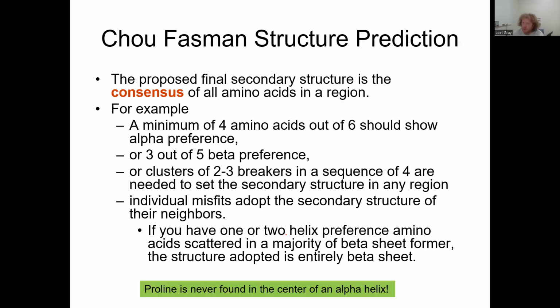Proline is never found at the center of an alpha helix. Yes, it's a misfit, but it's a misfit of misfits. It's a really bad one. It's a bad egg. Okay.